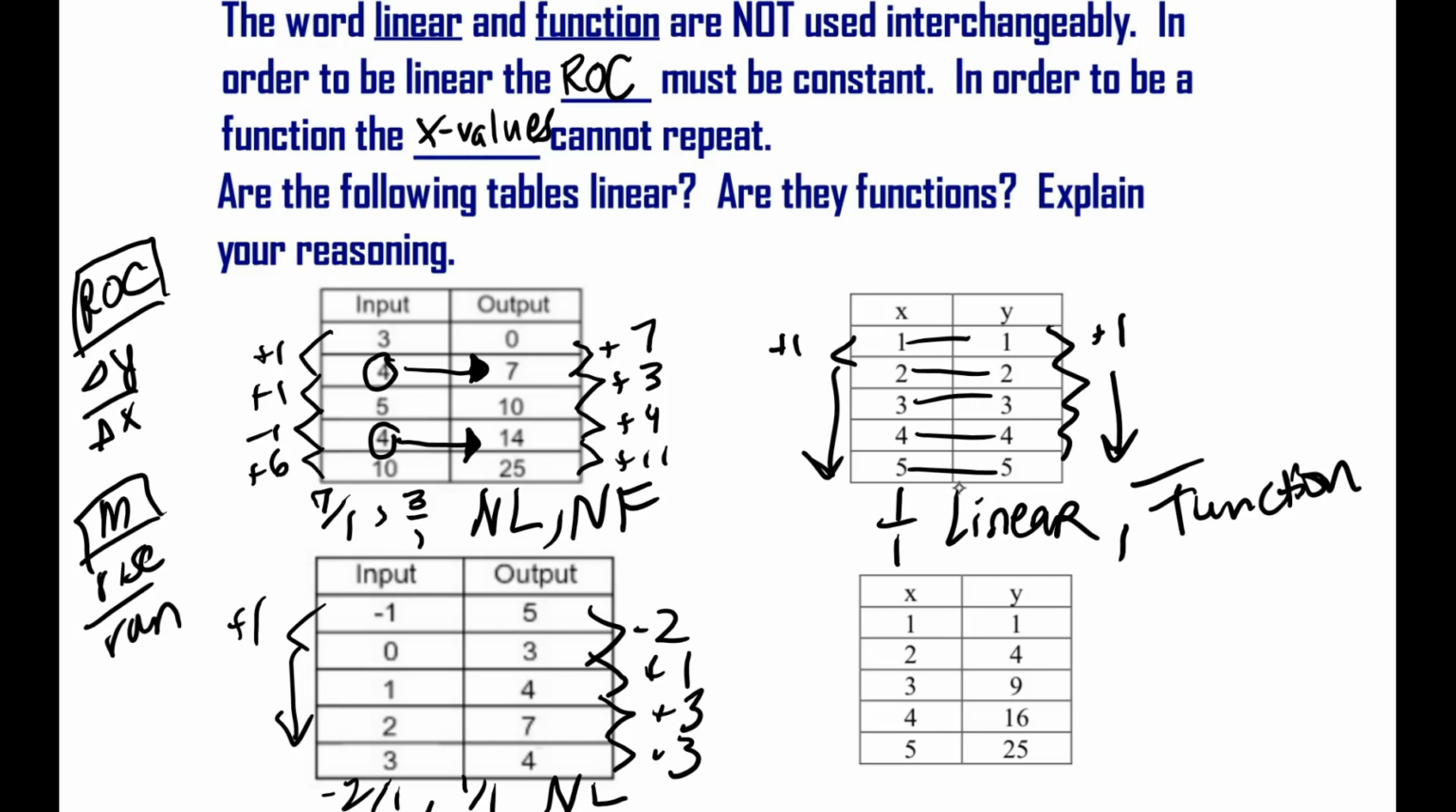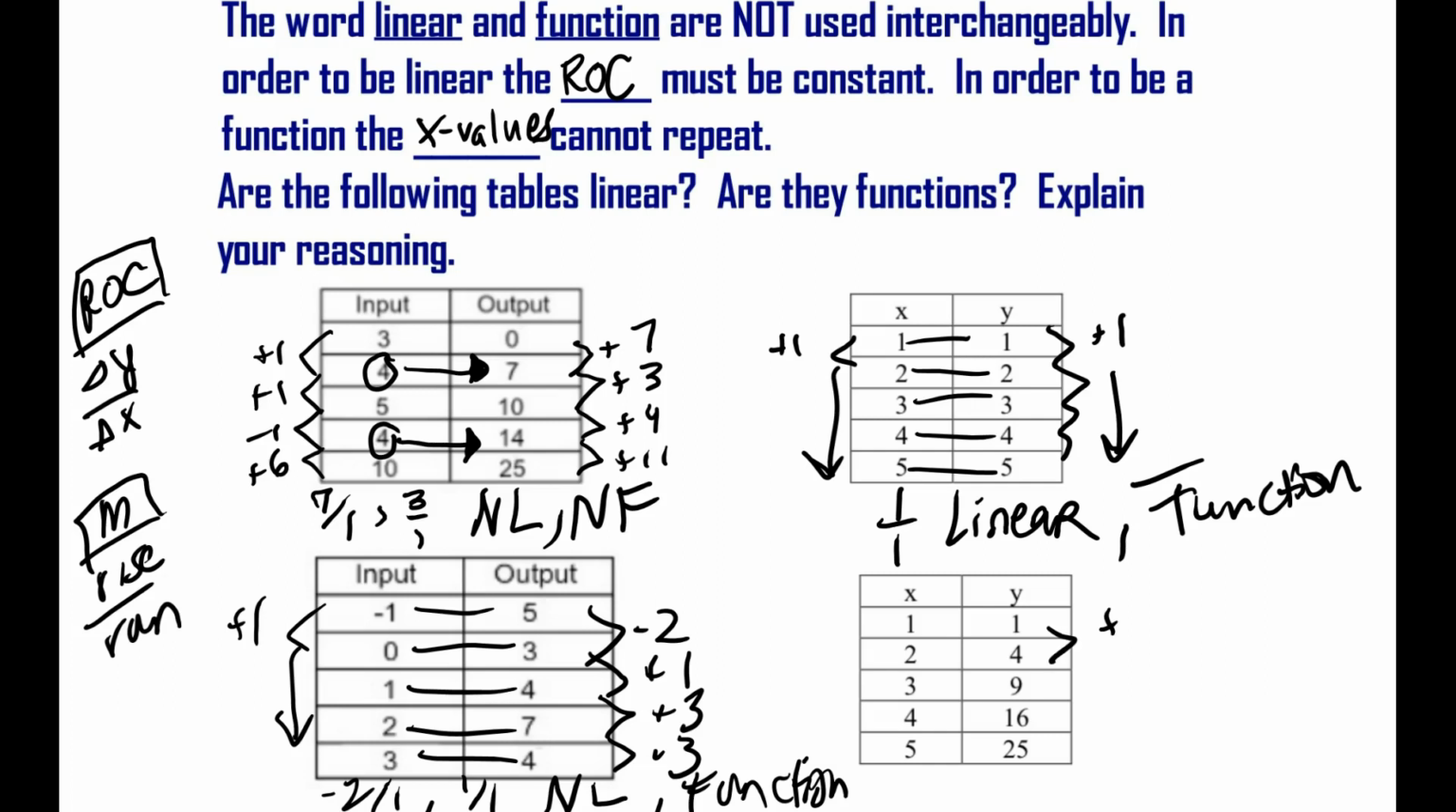All right, is it a function? Well, negative 1 goes to 5, 0 goes to 3, 1 goes to 4, 2 goes to 7, 3 goes to... Nobody's cheating. So this is a function. It's a non-linear function, but it is a function, y'all. It is a function because the x values do not repeat. It's a function.